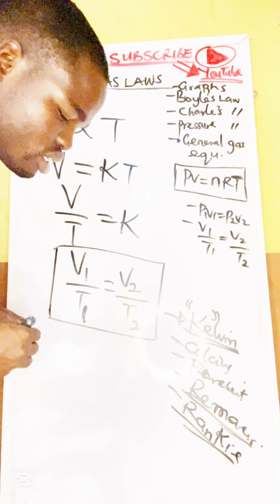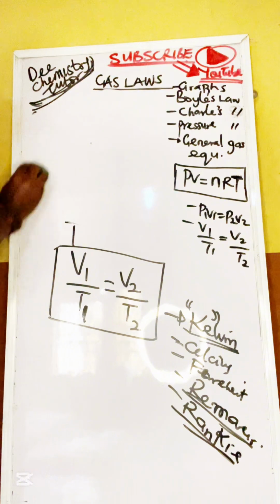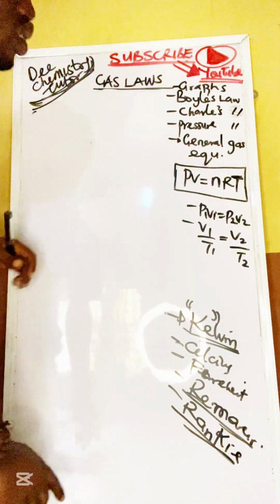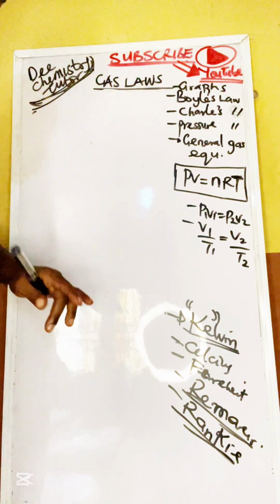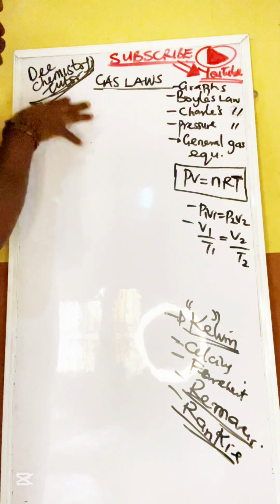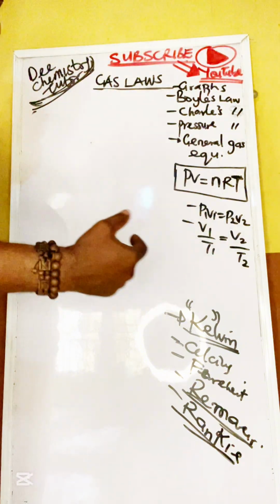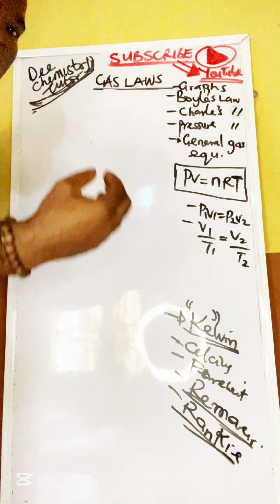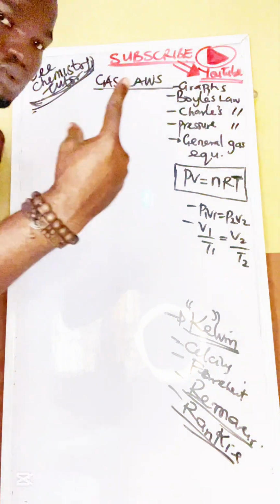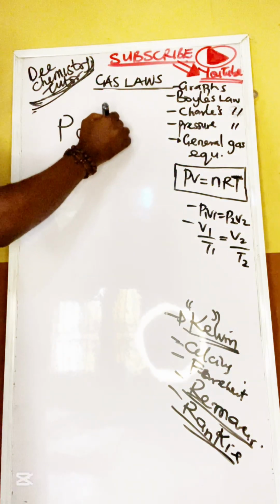Now, the third formula is talking about pressure law. In physics, pressure law is what we call Gay-Lussac's law. But pressure law is different here. This is chemistry, so it's different in chemistry. Pressure law and Gay-Lussac's law are two different things. In chemistry, Gay-Lussac's law is trying to talk about gases when they combine in simple whole number ratio.